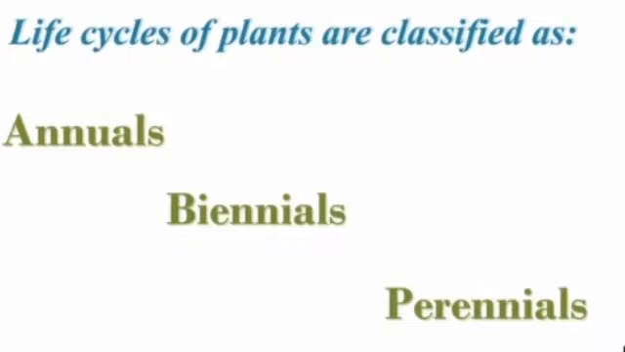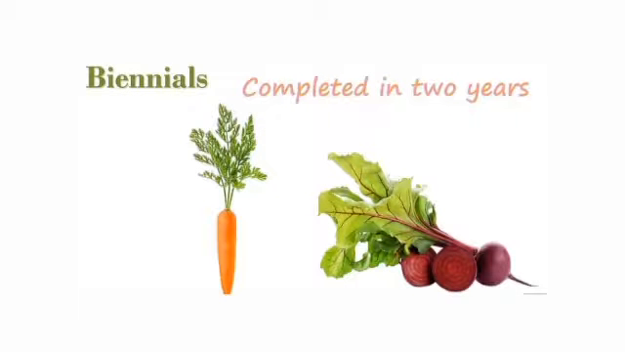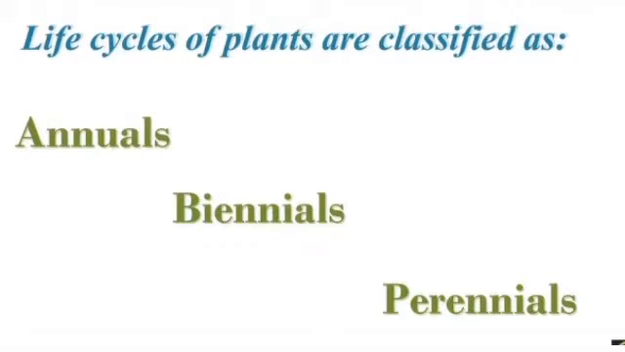Life cycles of plants are classified as annuals, biennials and perennials. The life cycle of plants like jowar and sunflower is completed in 1 year. These plants are called annuals. The life cycle of plants like the carrot and beetroot is of 2 years. They are called biennials. Shrubs like the hibiscus and oleander, and trees like mango and gulmohar, live for several years and bear flowers and fruit. They are called perennials. According to the period of life cycle, plants are classified as annuals, biennials and perennials.